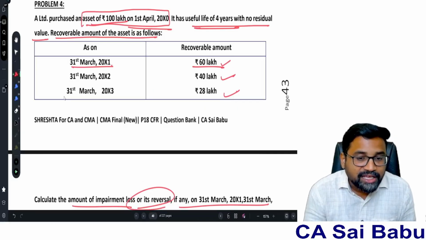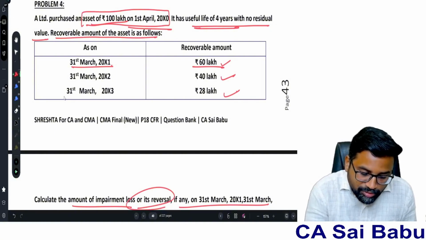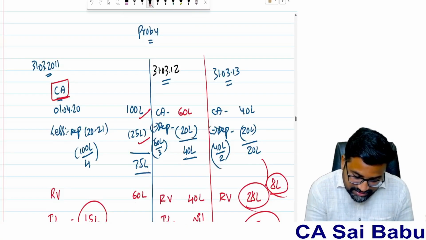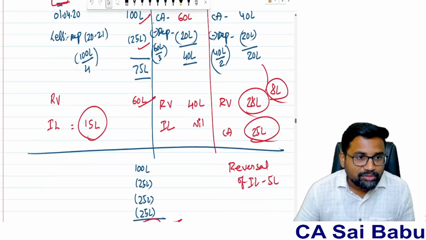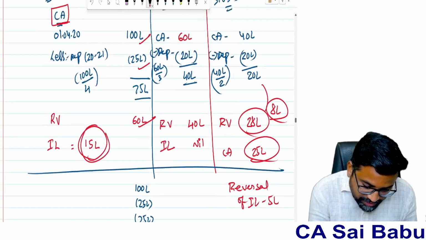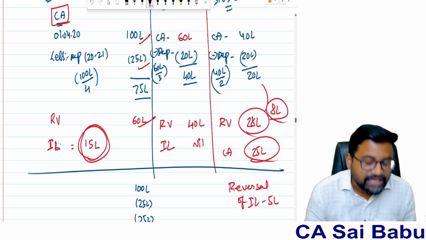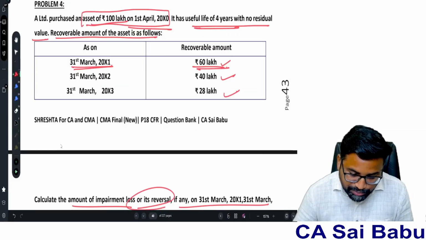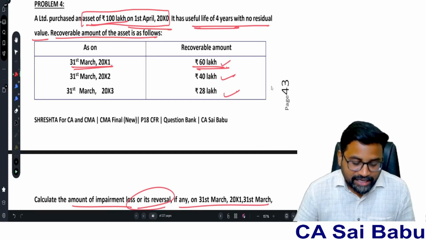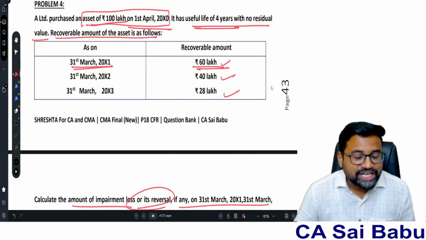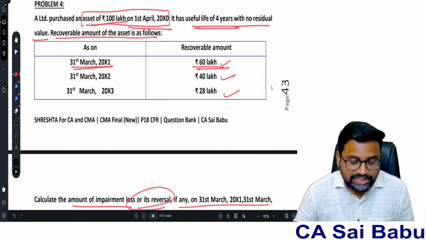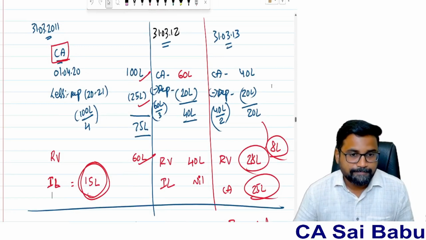You compare this carrying amount with recoverable value. Recoverable value at the end of the first year is 60 lakhs. So carrying amount is greater than recoverable value by 15 lakhs. So therefore first year impairment loss is 15 lakhs. You understood? Very simple. At the end of the first year, carrying amount 75, recoverable value 60. So carrying amount is greater than recoverable value by 15 lakhs. So that 15 lakhs is my impairment loss.